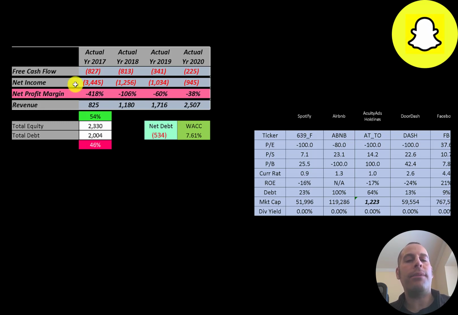Net income is the profit and loss on the income statement. That's revenue minus expenses. They also have negative net income every year. Revenue is the sales for the company, and that's growing at a rapid pace. It tripled from 2017 to 2020.